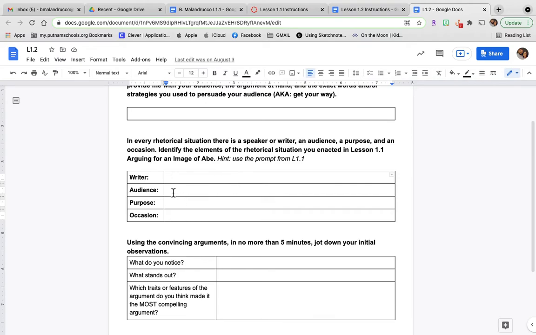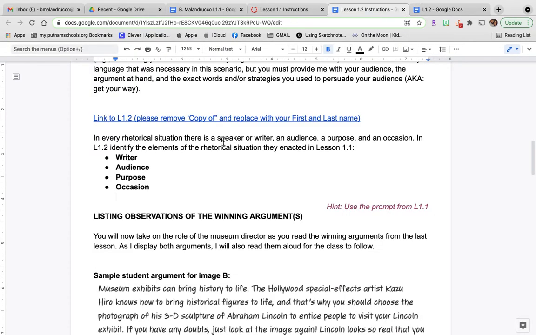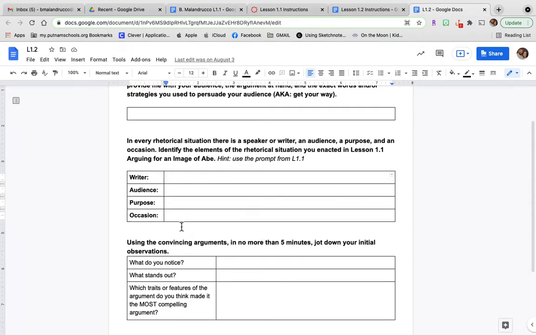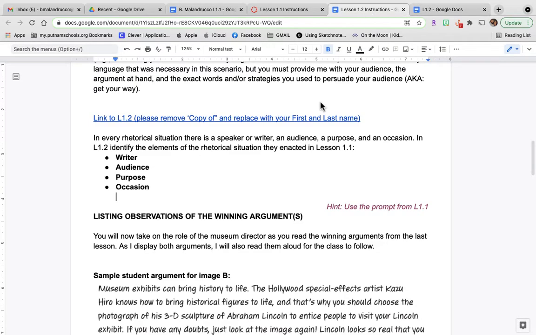Who is the advertising team trying to convince? Who's the audience at hand? Again, that answer is in that prompt. What's the purpose for what I'm doing? What is the purpose of what I'm writing? And what's the occasion for which I'm writing? All of these answers are here in this prompt. Once you're done with this, go back to the instructions.